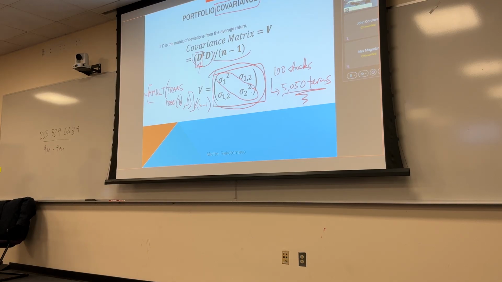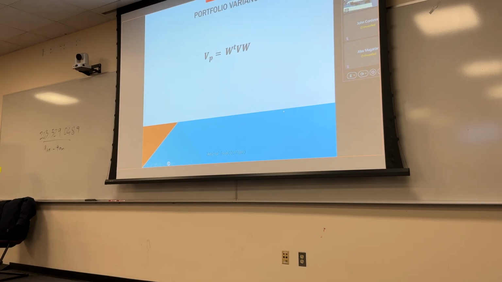So this is how you would enter this formula, which is of course much better than entering 5,050 formulas in as many cells, right? But then once you have the covariance matrix, look at this beauty. This is the variance of the portfolio.